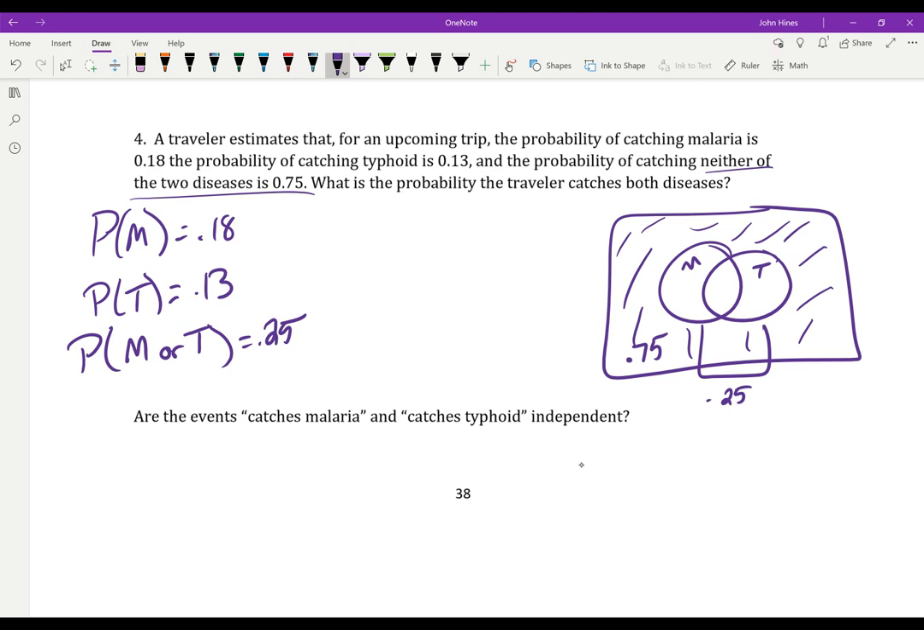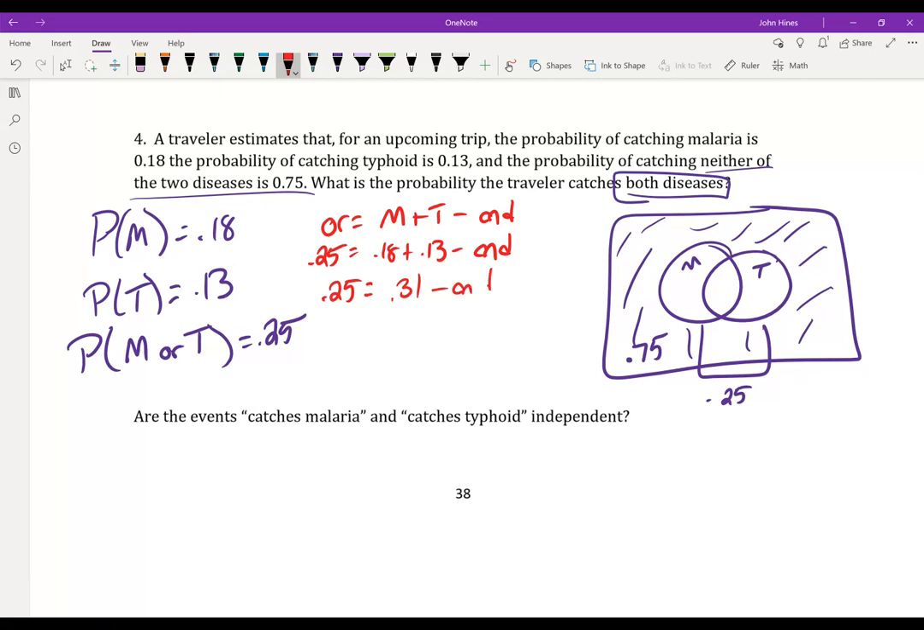What's the probability that I'm lucky and catch both diseases? Well, OR equals malaria plus typhoid minus AND. 25% equals 18 plus 13 minus the AND probability. 25 equals, let's see what we get here. We get 31. Well, 31 minus what gives me 25? That gives me an AND probability of 0.06. The probability of malaria and typhoid is 0.06. That's lovely. There's a 6% chance that I come back from this trip with both malaria and typhoid.